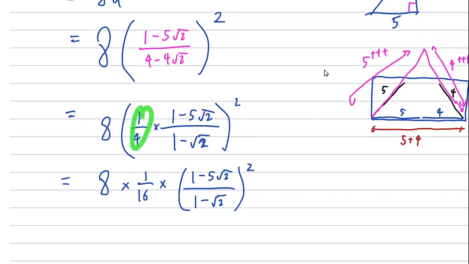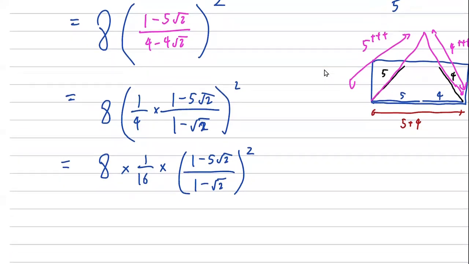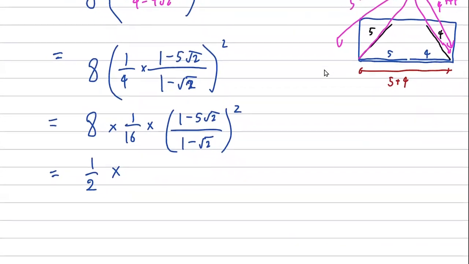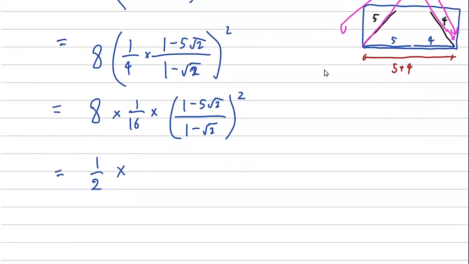Okay, I skipped a step. 1/4 squared is 1 over 16. Is that clear to you? Yeah. Okay, then 8 over 16 is just 1/2. Then multiplied by this one, no choice. I have to expand already. So let's just do it.